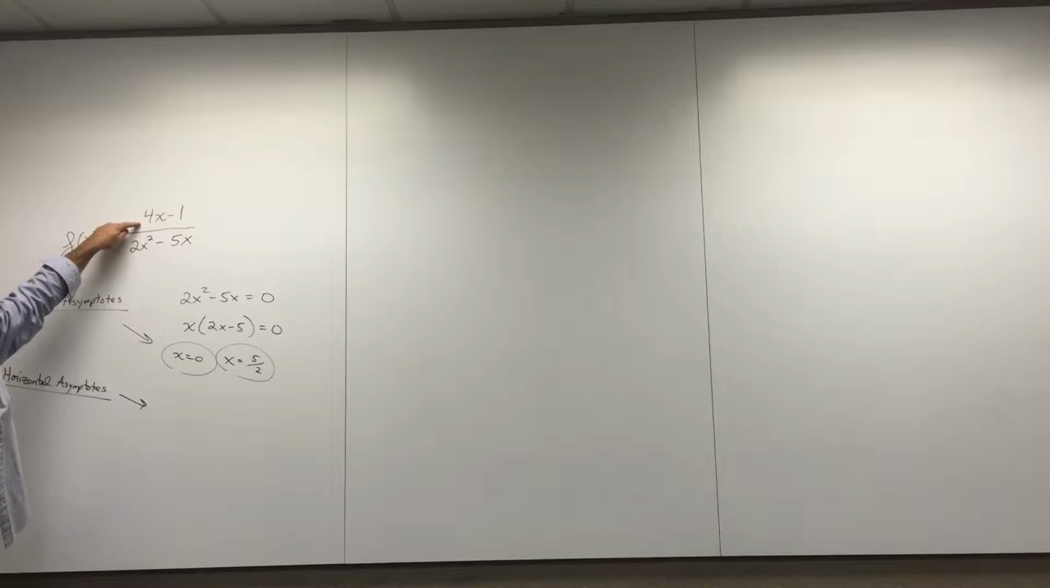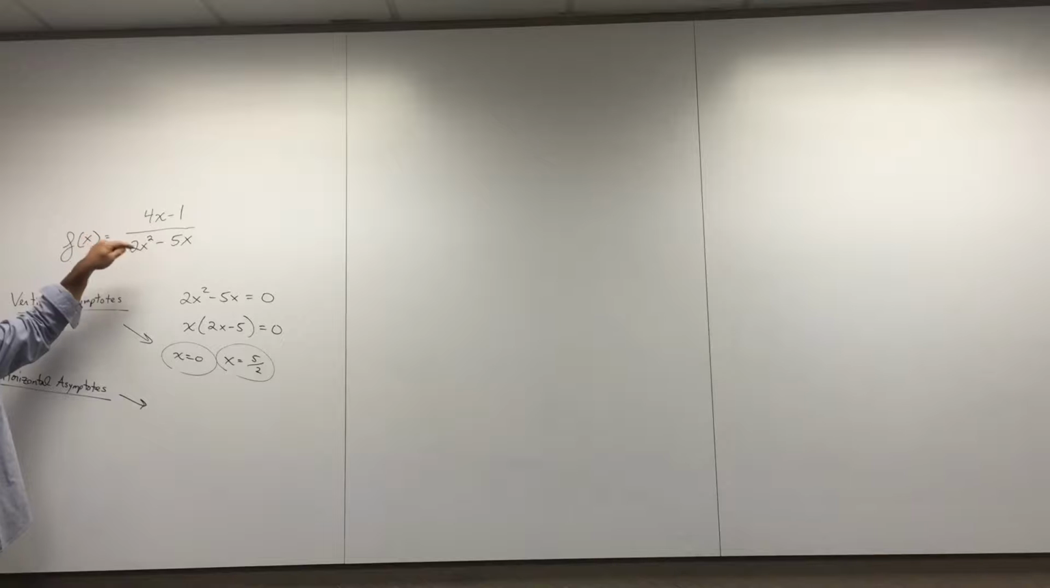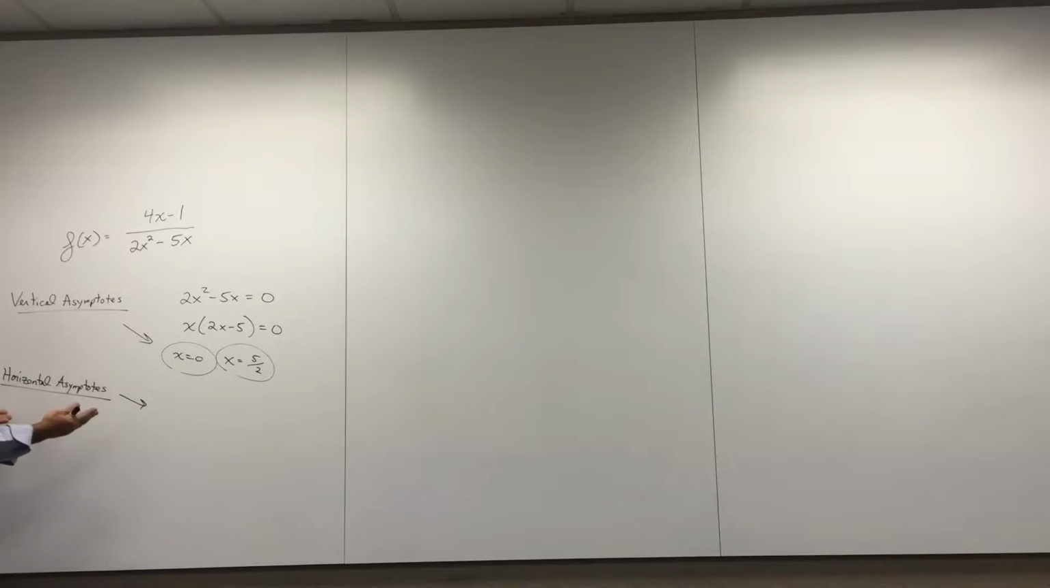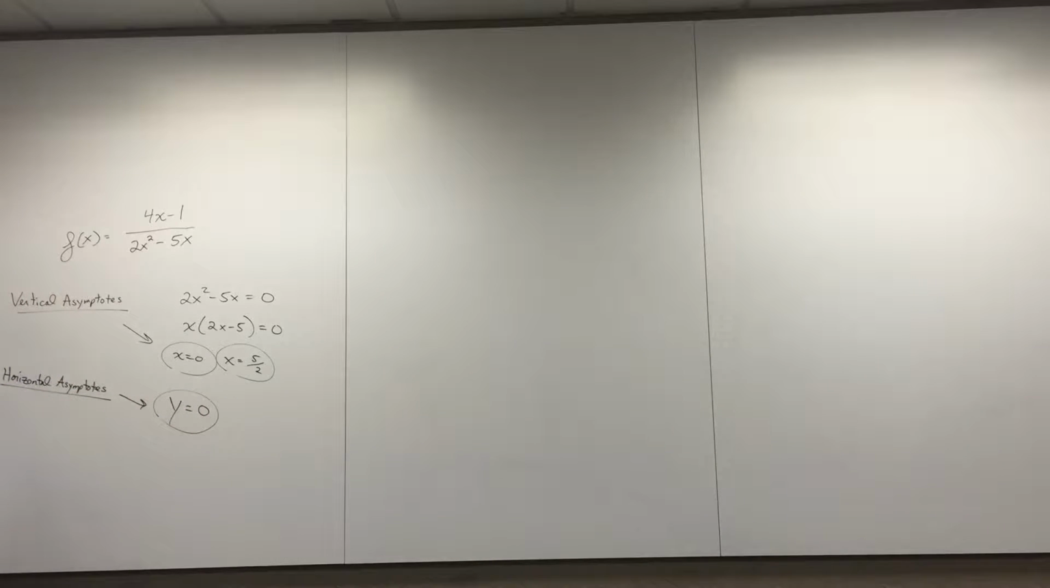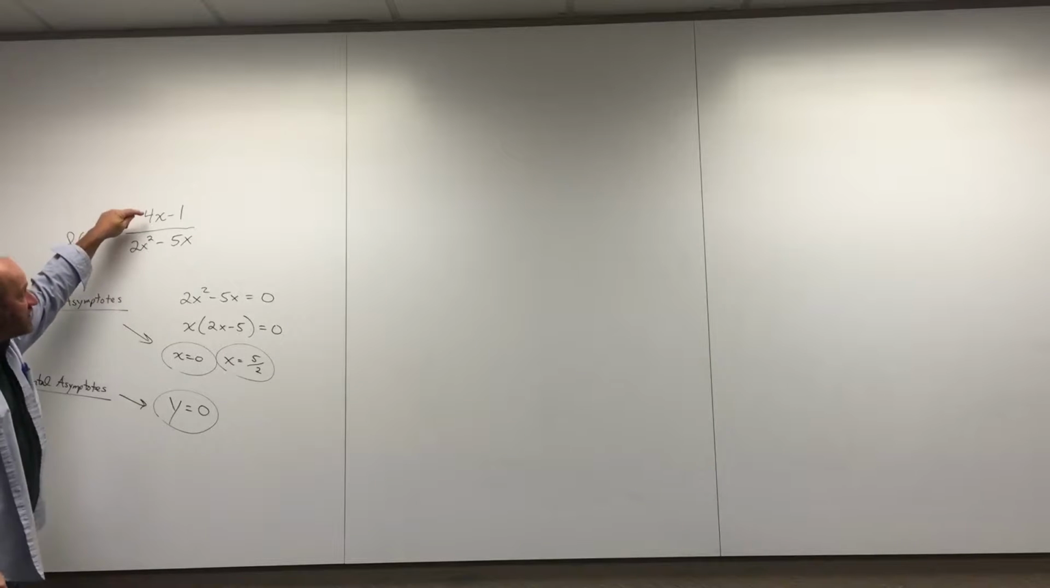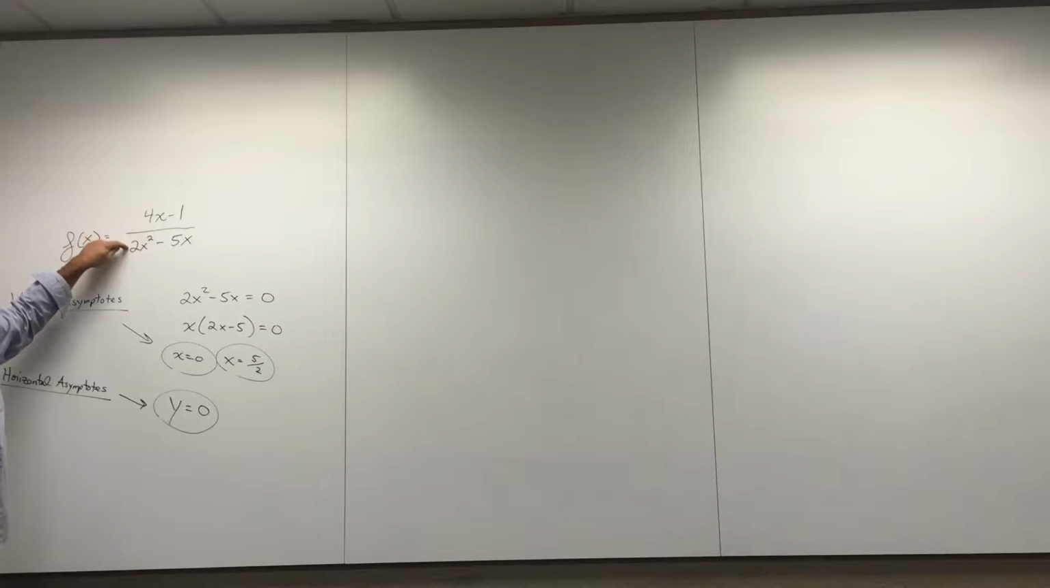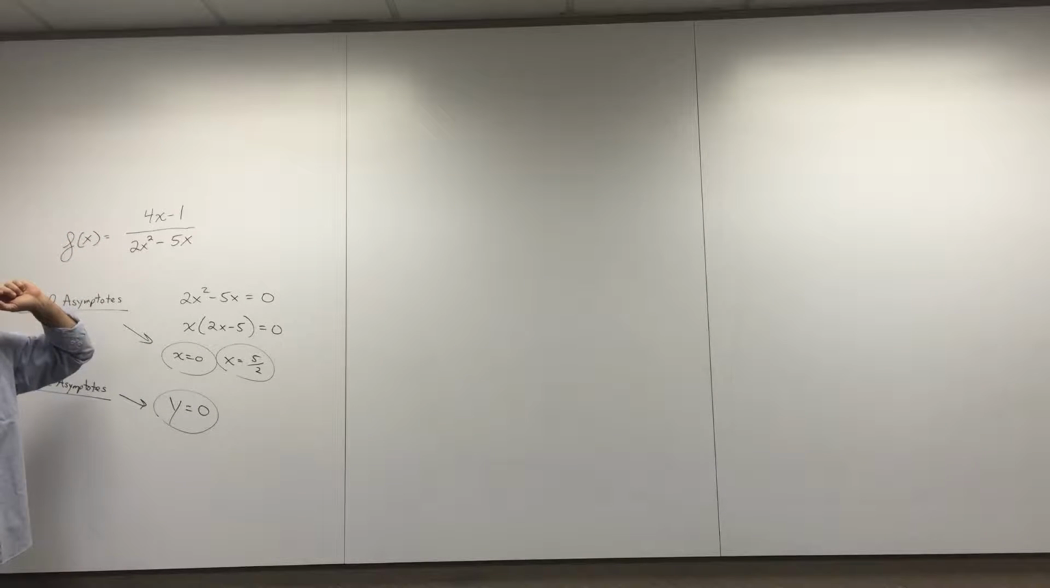When the numerator has a lesser degree than the denominator, it's automatically a horizontal asymptote at y equals 0. Automatically. When they have the same degree, then it's a ratio of those leading coefficients. That's the rules for horizontal asymptotes. I just quickly reminded you of those. That's the only two rules.